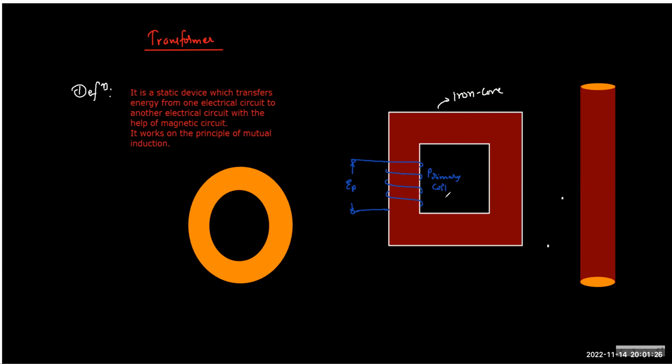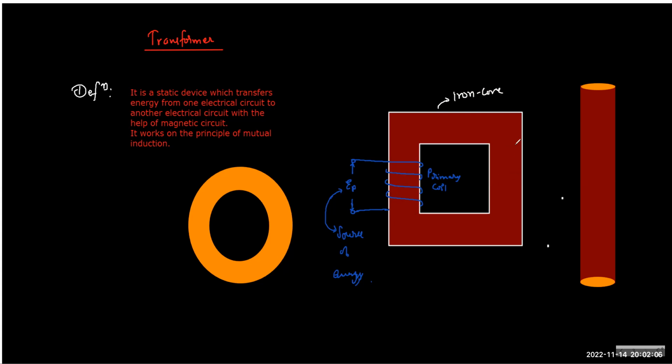So this is the primary coil, EP. EP is called the EMF induced at the end of the primary coil. And this is actually the energy giver. So primary is always connected to a source of energy. So somehow primary also dictates how much energy we are going to eventually supply to the other coil.